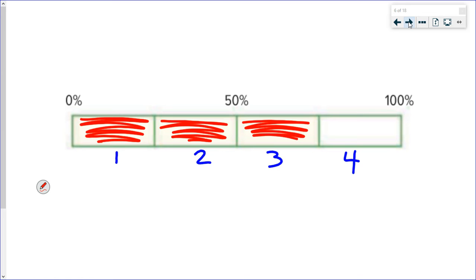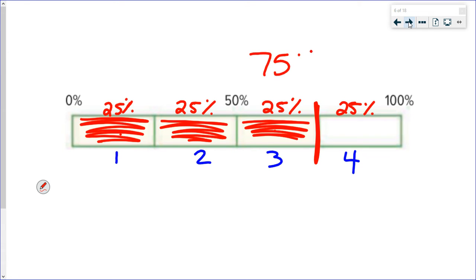All right, you did this correctly. Since it's broken down into 4 pieces, that means each of these pieces is worth 25%, because 100 divided by 4 is 25. So this is 25%, this is 25%, this is 25%, and this is 25%. So if I have 25% plus 25% plus 25%, that's where my shading stops. That means 75% of this bar diagram was shaded. So hopefully you got that one correct.